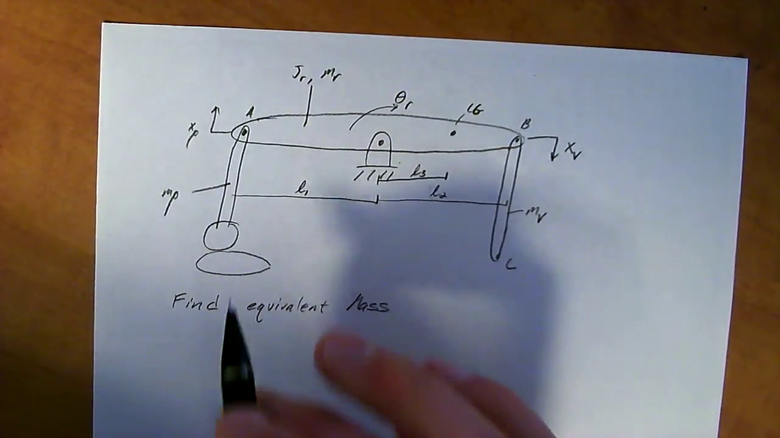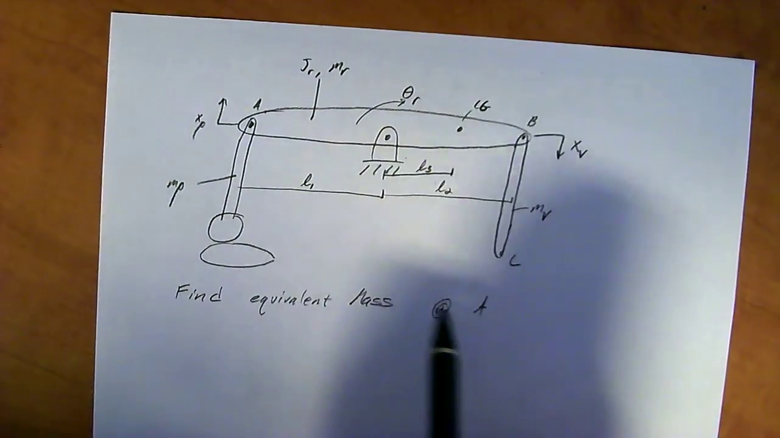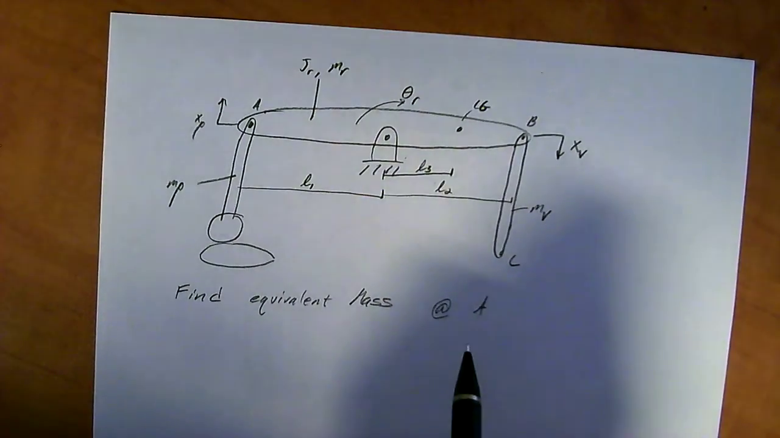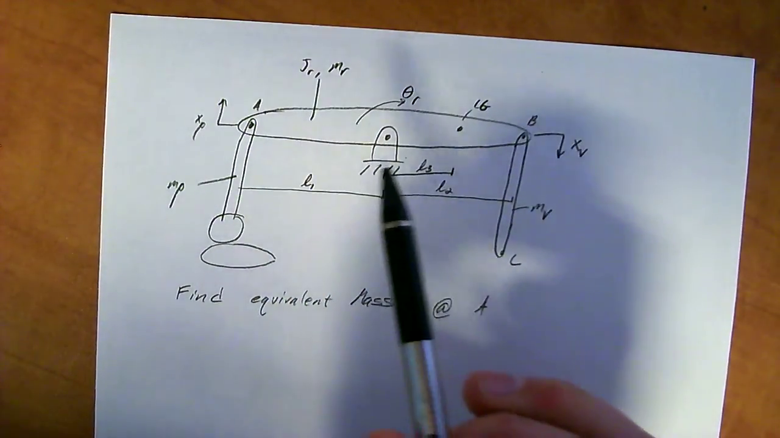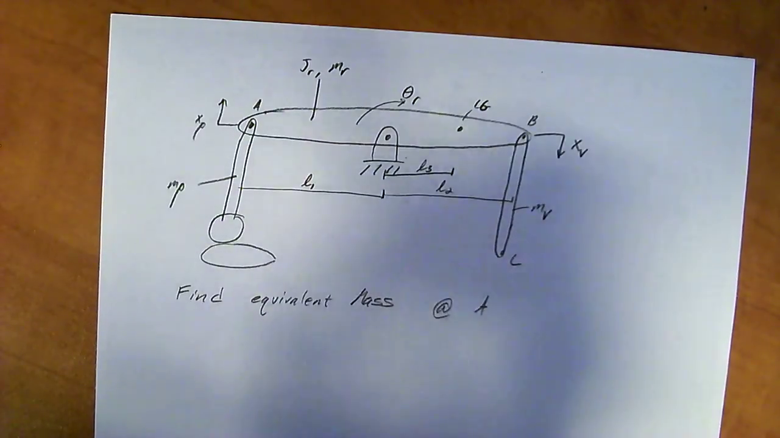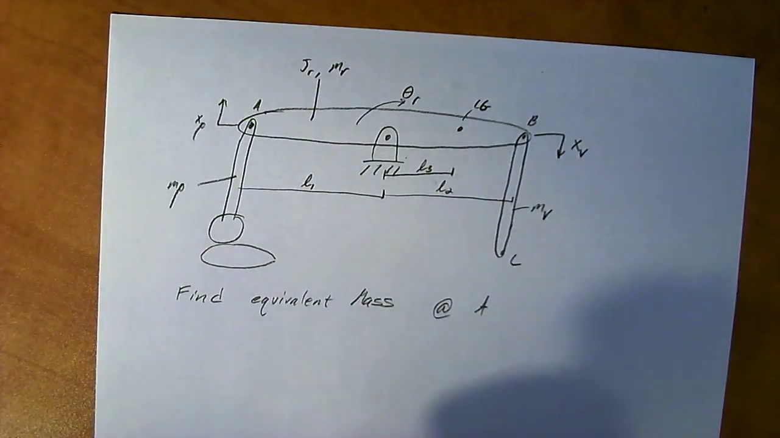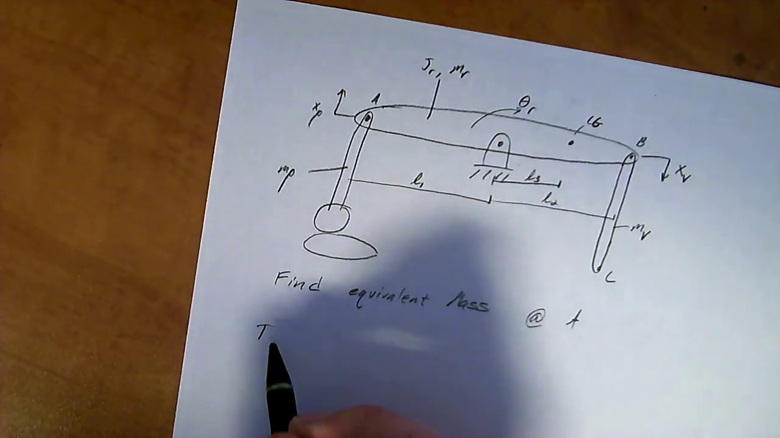Alrighty, so what we're going to do here is use the energy method to figure out the equivalent mass at the point A. The location where you choose to have the equivalent mass is really important, because things like JR and MR are going to be affected by where you place the equivalent mass that you want.